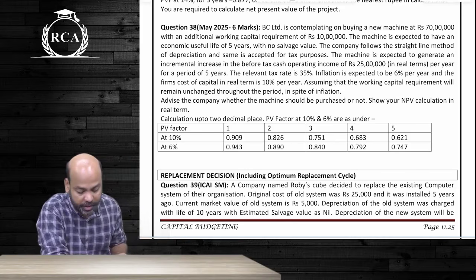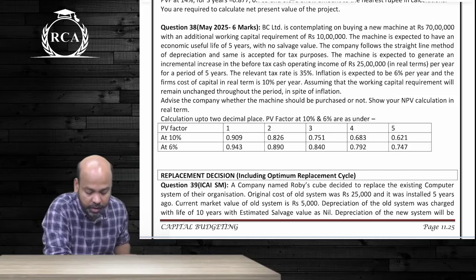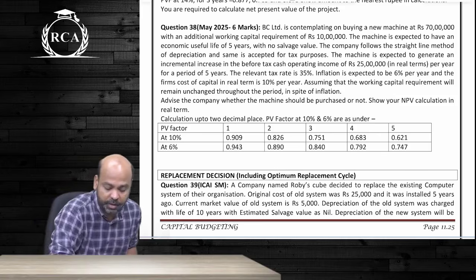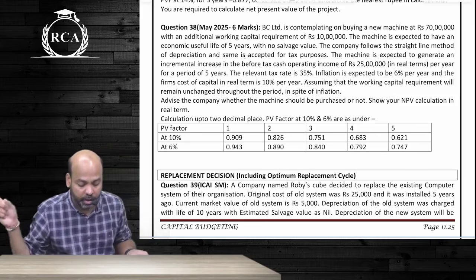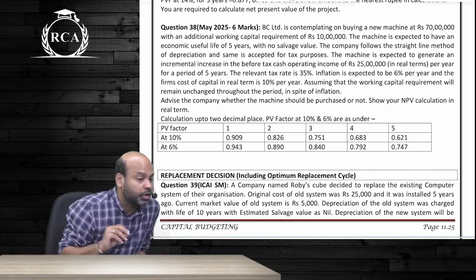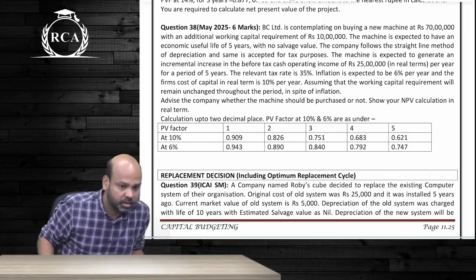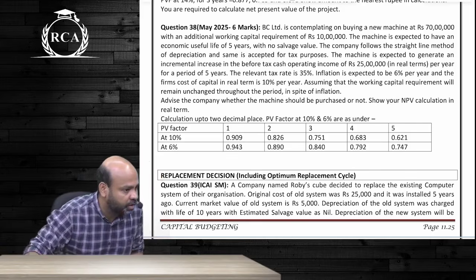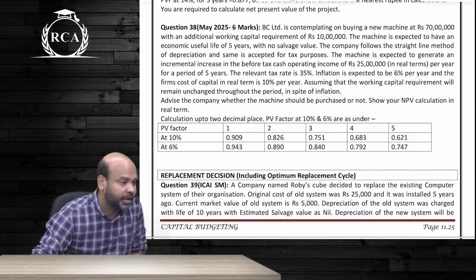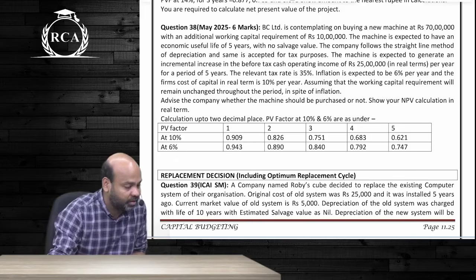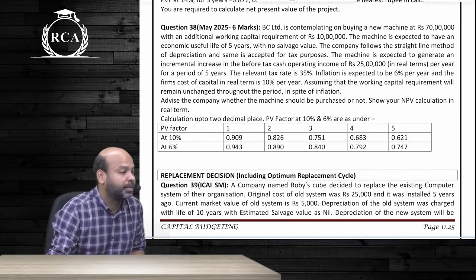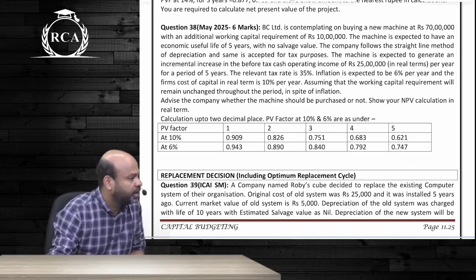The machine is expected to generate an incremental increase in the before tax operating income per year for a period of 5 years. Before tax cash operating income. This is profit before depreciation and taxes. Are we clear? Normally from this you would deduct depreciation, deduct taxes, and add back depreciation. What we will do now is deduct taxes directly from this, but consider tax savings on depreciation separately. Same thing.